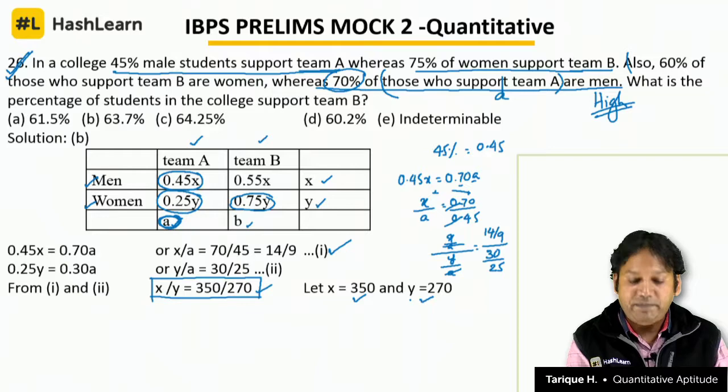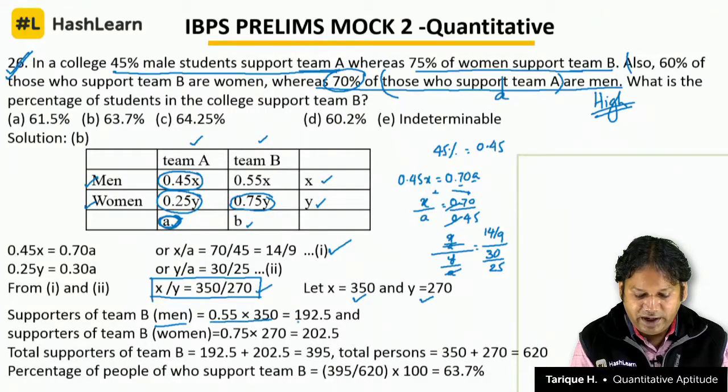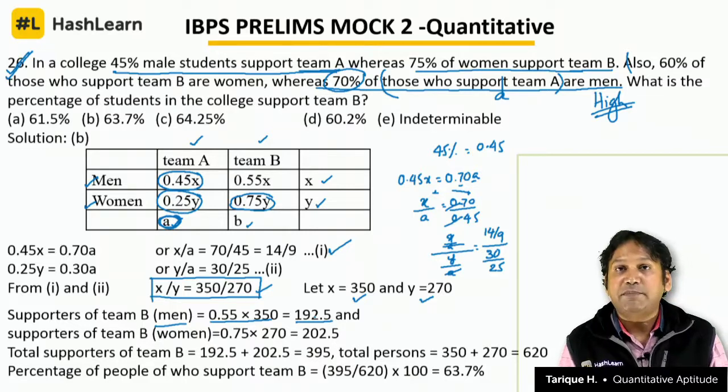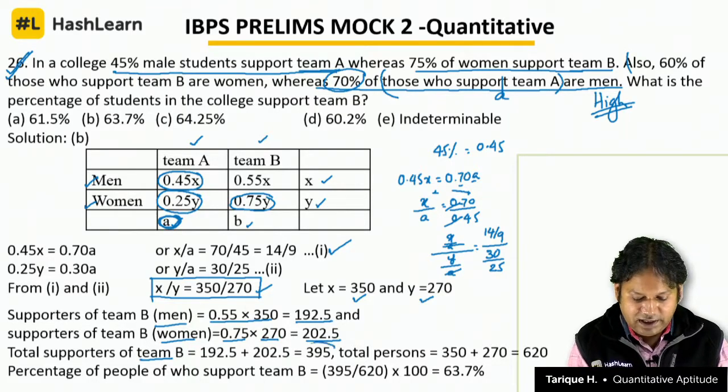How many people support team B? 0.55 of x and 0.75 of y support team B. So we will calculate it here. Supporters of team B men, 0.55 of 350 is 192.5, and supporters of team B women, 0.75 of 270, that's 202.5. Total supporters of team B equals 395.